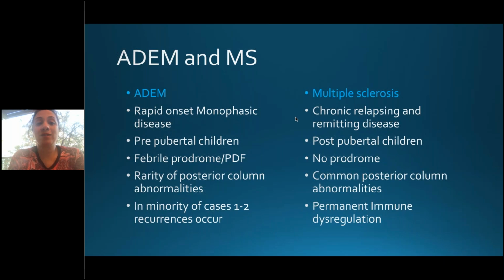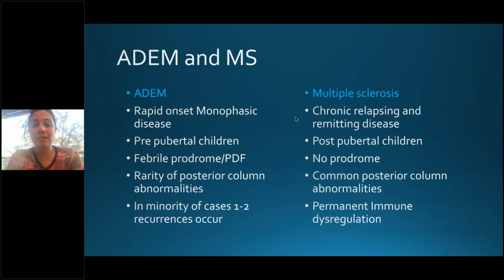Acute disseminated encephalomyelitis occurs in prepubertal children. In multiple sclerosis, it's in postpubertal children. In ADEM, there's usually a clear predisposing factor or a febrile prodrome, but there's no prodrome in MS. And in ADEM, there's a rare presentation of posterior column abnormalities, such as a reduction in the vibration sense of position, stereognosis, but those are quite common in multiple sclerosis.